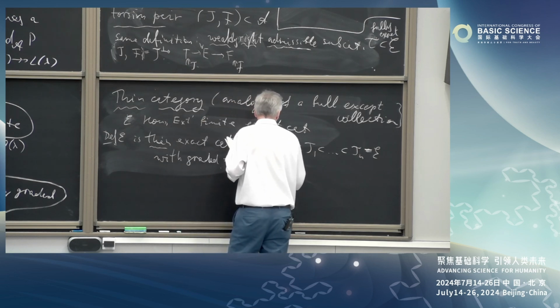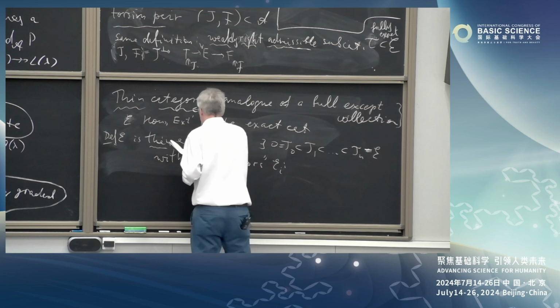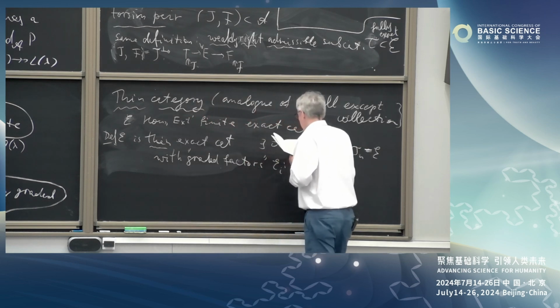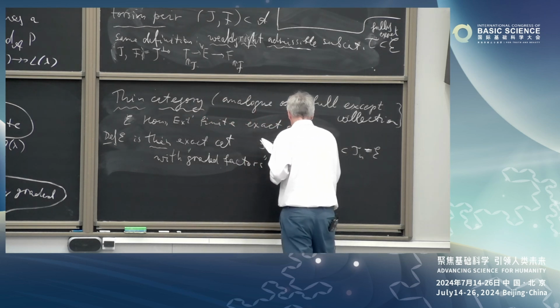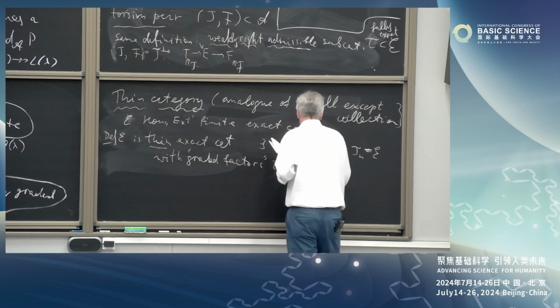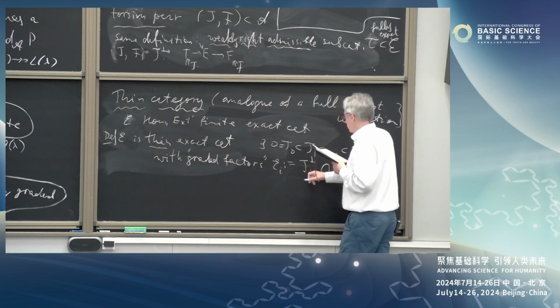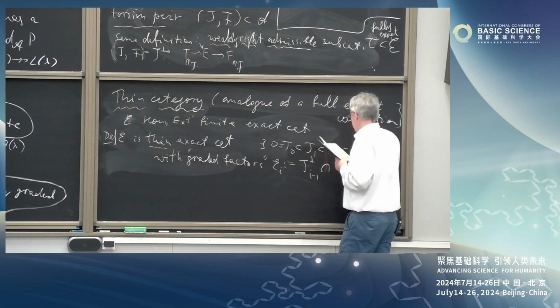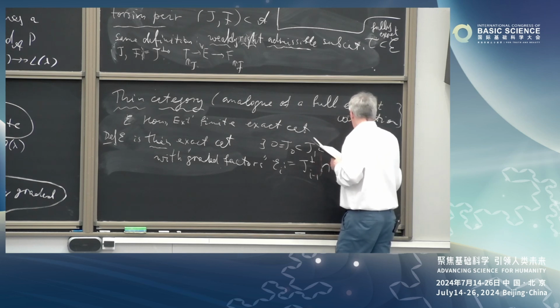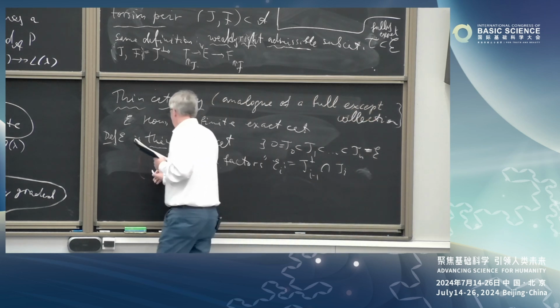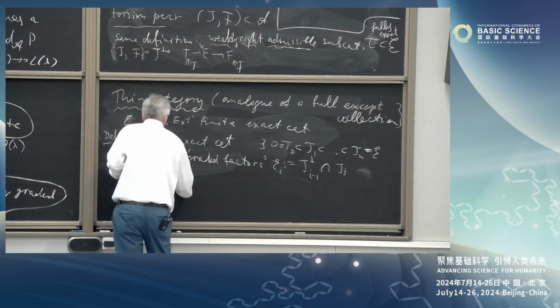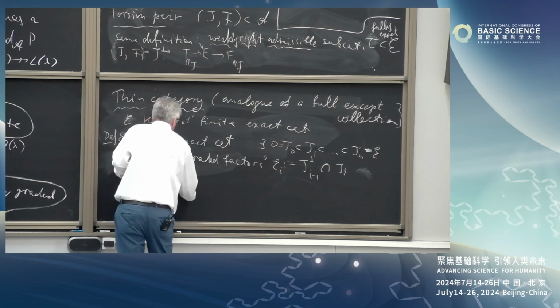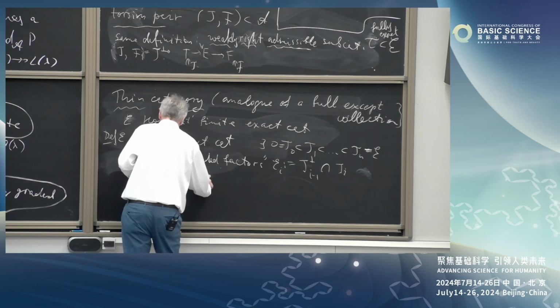Which I define this way. Because it's about categories, I should explain what graded factors are. We just take the perpendicular category to T_{i-1} and intersect it with T_i. So these graded factors E_i should be equivalent just to the category of finite dimensional vector spaces over K.